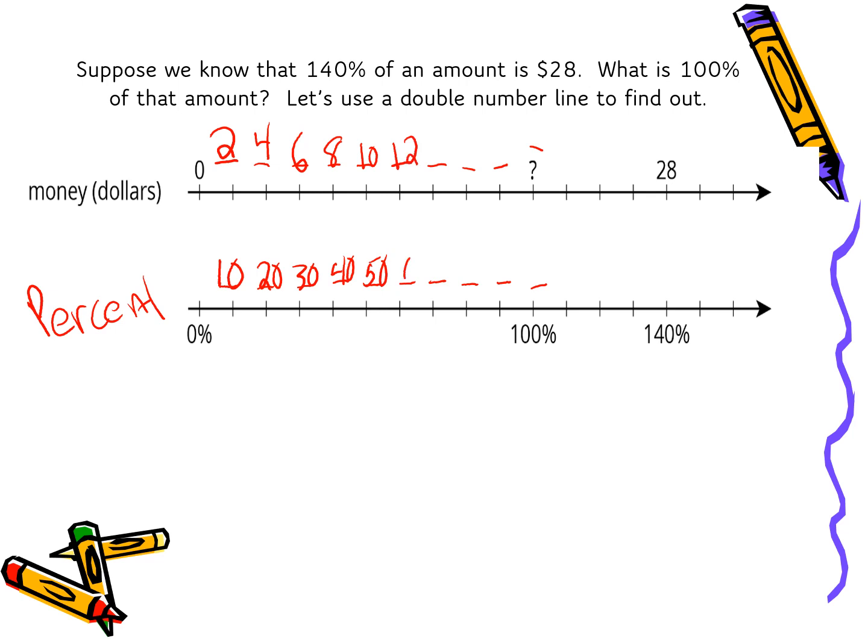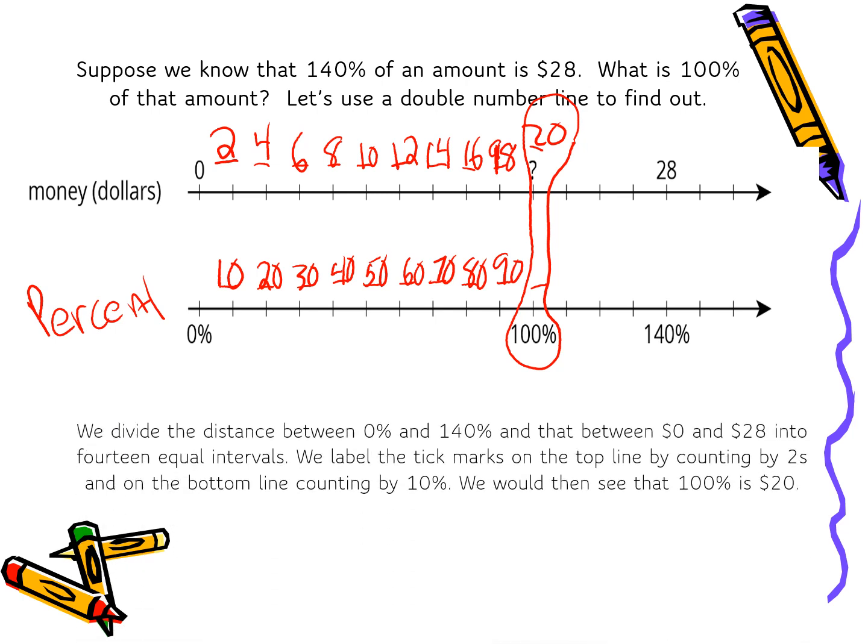$12, 60%. $14, 70%. $16, 80%. $18, 90%. $20, that's our 100%. So looking at our double line diagram, we can see that 100% is $20.